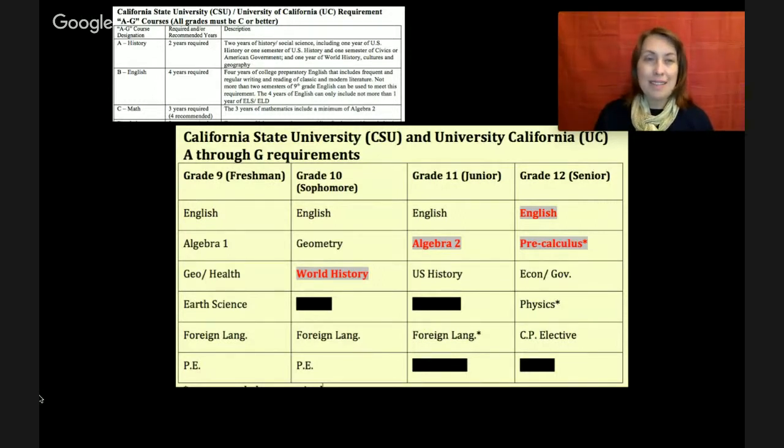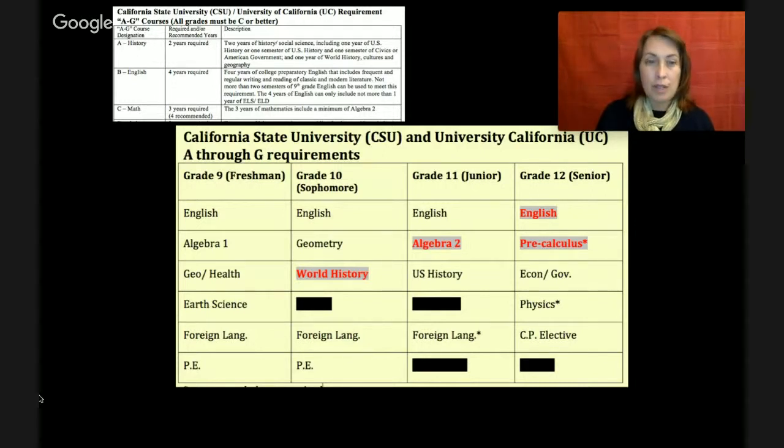Requirement C is 3 years of math, but 4 are recommended. Now, when they say recommended, they mean if you want to get in, because they're pretty picky. A lot of people are trying to get into university right now. And if they're looking at your transcript, which is a list of your classes, and you've got 3 years of math, and they're looking at someone else who has 4 years of math, the person with 4 years is getting into college. You're not getting into that college. It's a competition. So do the 4 years.